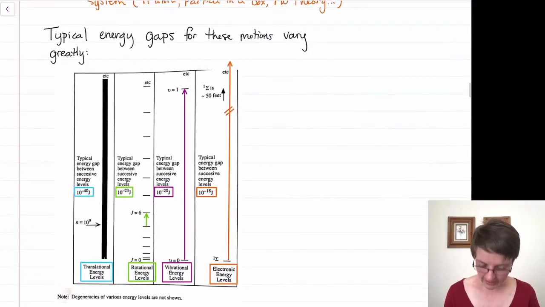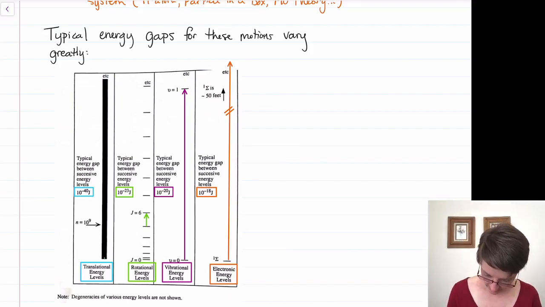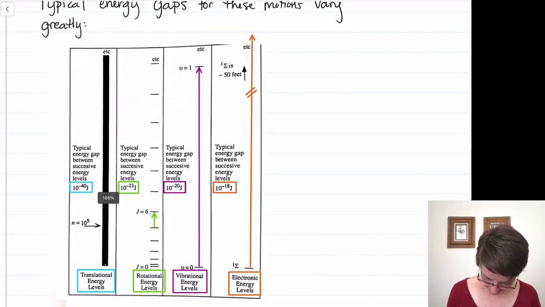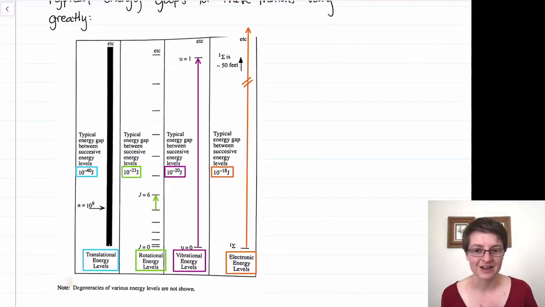One thing that really helped me when I was starting to understand spectroscopy was understanding that these different types of motions have very different energy gaps. And so, as far as possible, this figure shows these energy gaps drawn to scale, although you'll notice our electronic energy levels on this scale are so large as to extend way off the paper.